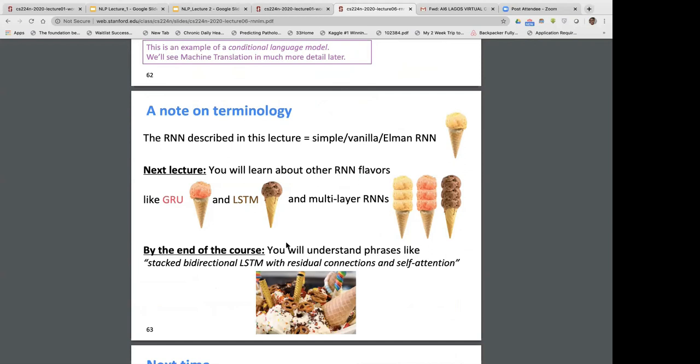There are other variants of RNN: GRUs, gated recurrent units, and LSTMs, long short-term memory networks, and multi-layer RNNs, even bidirectional RNNs, that work better than vanilla RNNs.